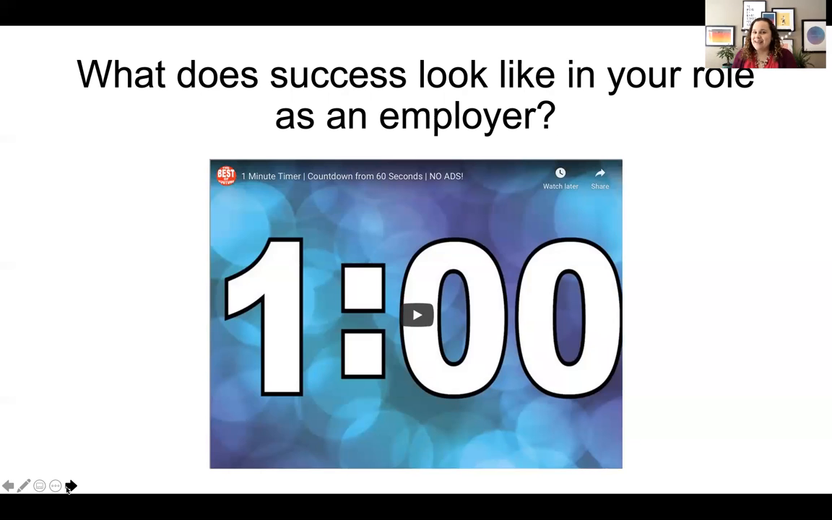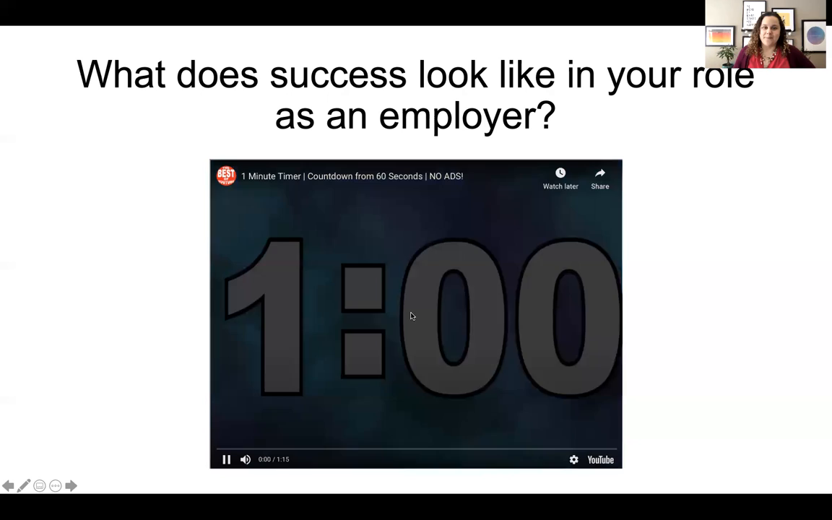So I'd love for you again to think about what success looks like in your role as an employer as you're trying to create a more equitable future. So you've got a minute again.